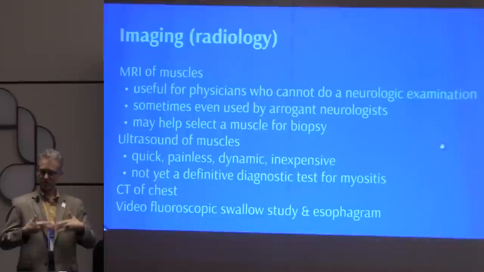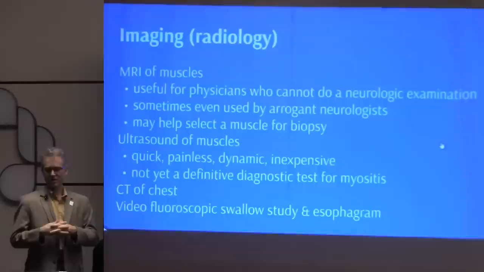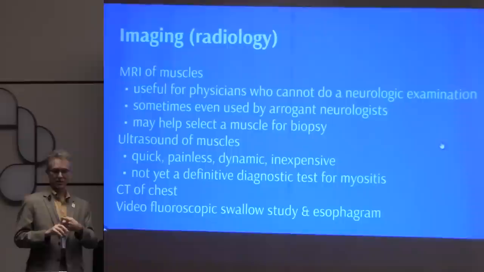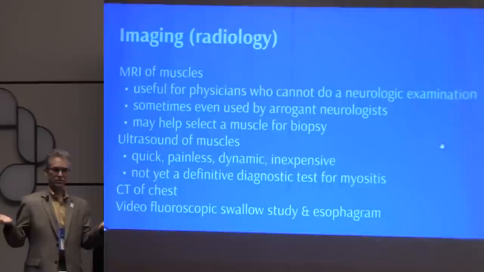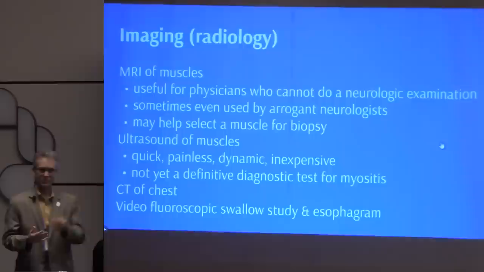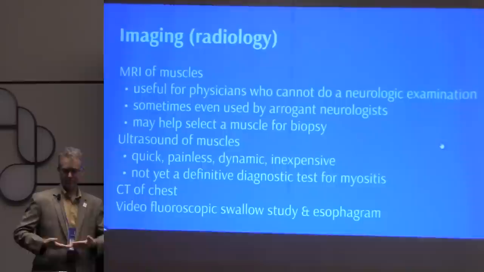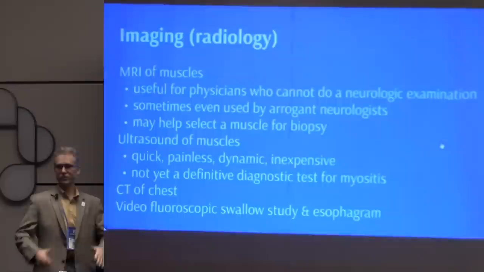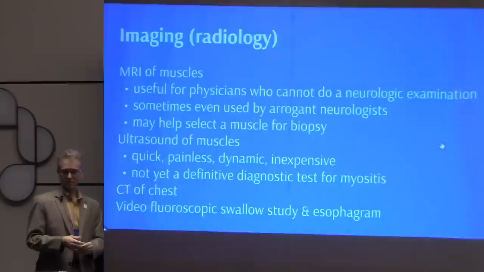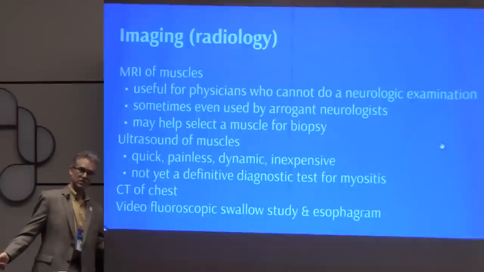A CAT scan, a CT of the chest, computed tomography. CAT scan of the chest is important if you're worried about some kind of lung disease, interstitial lung disease, or as part of the search for a cancer. If a person with dermatomyositis has been a smoker for 20 years, we're going to get a CAT scan of the chest. We're going to look for any kind of tumors, actually chest, abdomen, pelvis. We're going to look for some kind of malignancy, because if we can get rid of it, we might be able to get rid of the myositis by getting rid of the cancer.